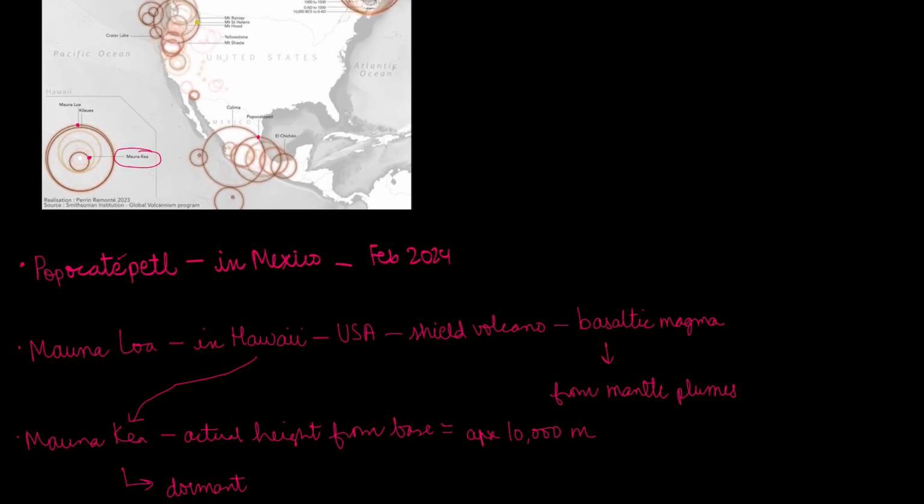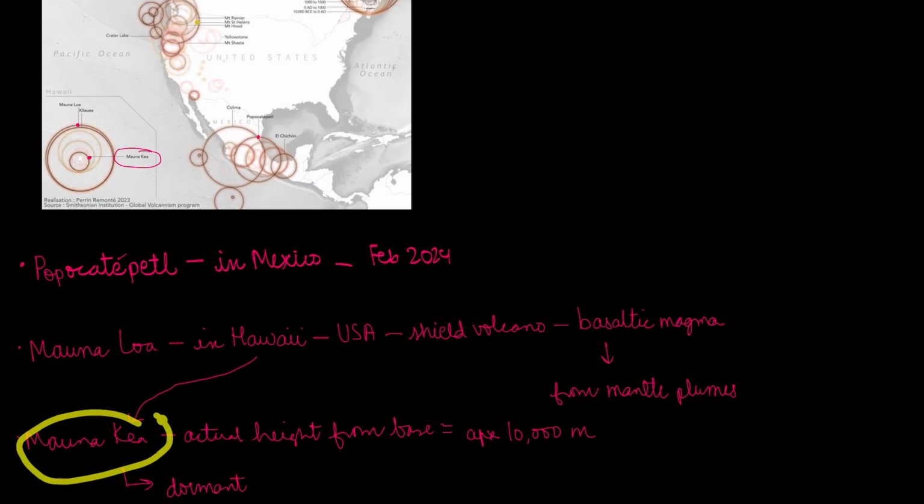Mauna Kea is also in Hawaii. The actual height from base is approximately 10,000 meters, so it's taller than Mount Everest. But since we measure the height of a landmass from sea level, this 10,000 meters is from the base of the volcano, most of which is submerged.